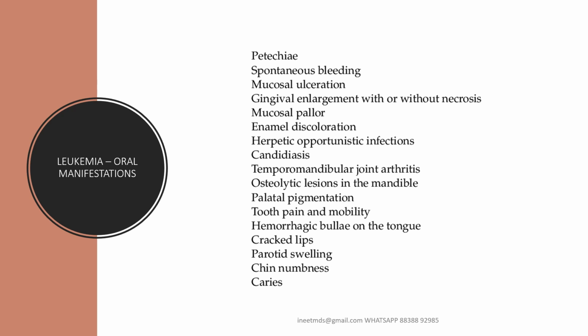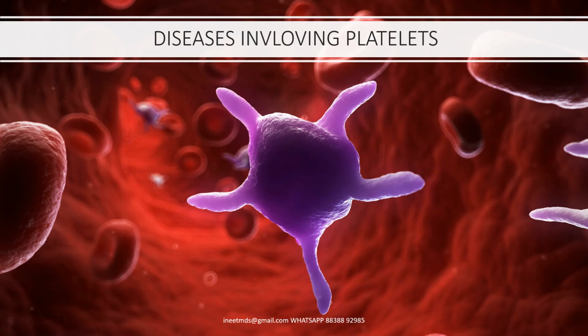The oral manifestation of leukemia, the classical finding is spontaneous bleeding. Apart from that, you can also see other findings like gingival enlargement, mucosal ulceration, enamel discoloration, candidiasis, petechiae, osteolytic lesions in the mandible, pigmentations, hemorrhagic bullae, and parotid swelling. So, these are some of the other findings, but the classical finding is gingival enlargement with or without necrosis and spontaneous bleeding. These are the typical findings for leukemia.